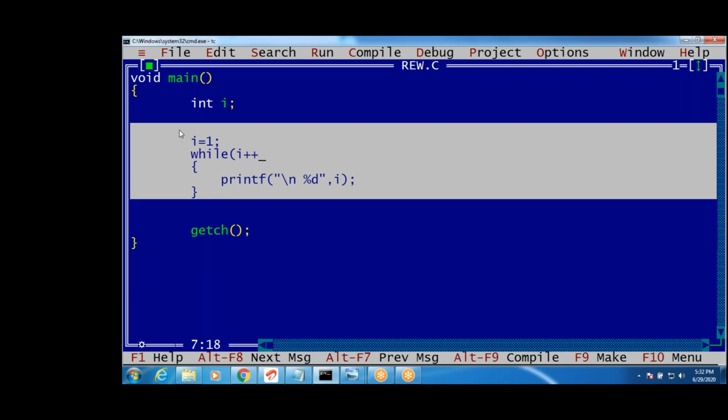The semicolon I have written means no statements for the while. While doesn't have any statement. When it is false, it comes outside, and that statement will be printed. When it is false, when it is 0, it comes outside, it prints. Next one.